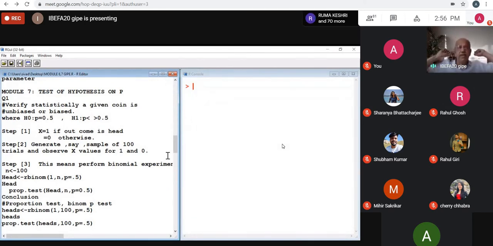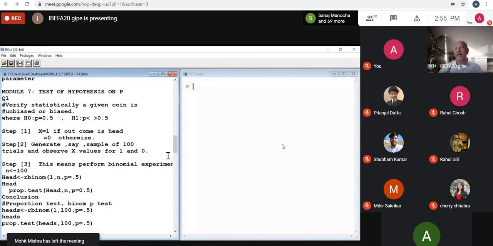Now to test the hypothesis, what is available? To calculate the test statistic value, what do you want? Level of significance, and further, the p-value. Before the p-value, what do we need? Data. What is the name of the data? Sample data.